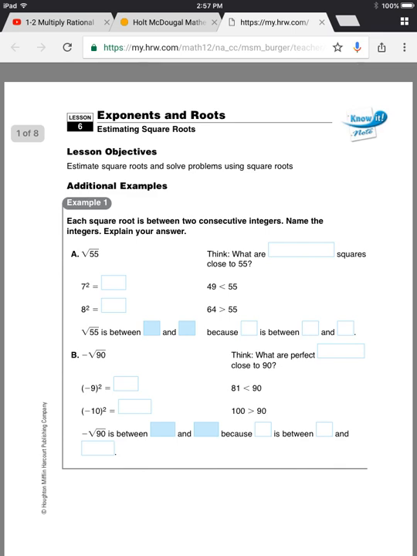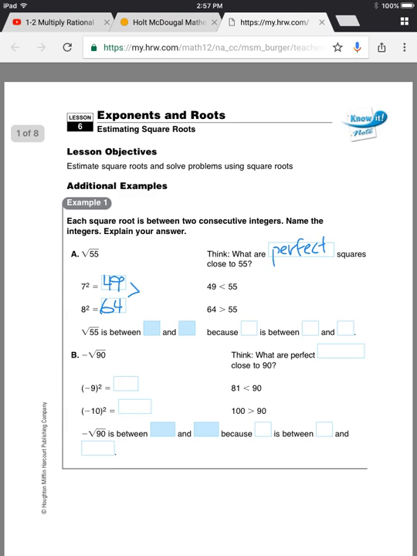Each square root is between two consecutive integers. Name the integers and explain your answer. So, you have to think of the following to fill in that first blank. What are the perfect squares close to 55? And this is where it helps to have your perfect squares memorized. Because if I have my perfect squares memorized, I know that 7 squared is 49, and that 8 squared is 64, and that the square root of 55 has to fall somewhere in between those two numbers.